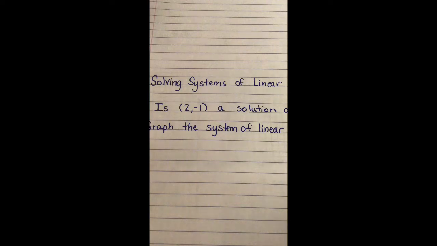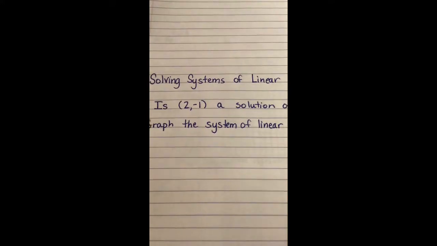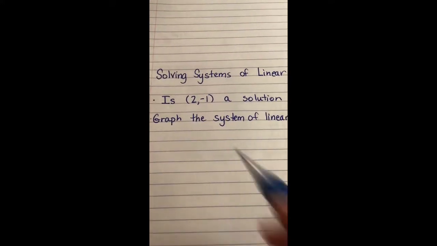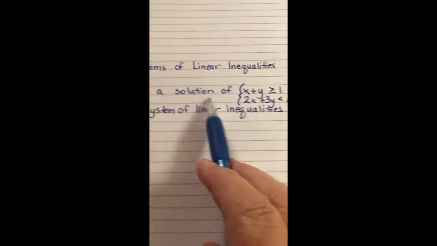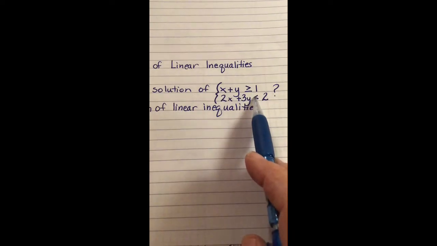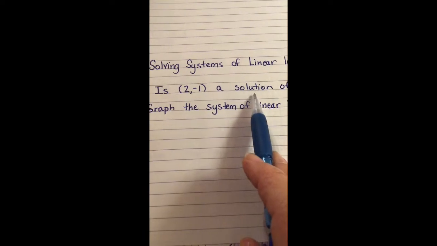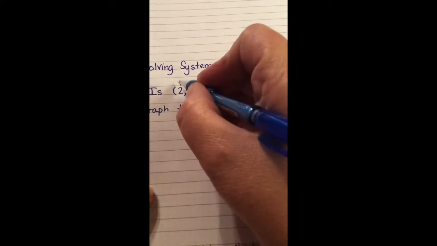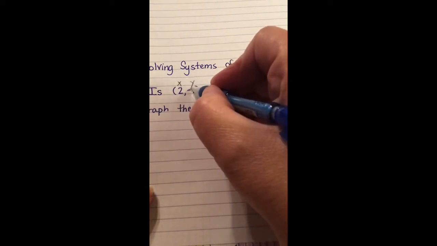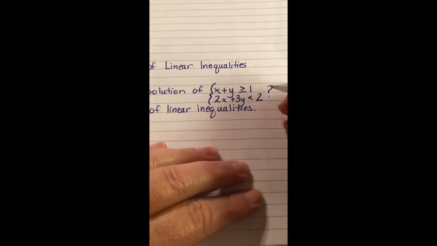I'd like to do this video about how to solve systems of linear inequalities. Again, if you've seen my other videos, then I'm going to start with this question here. Is (2, -1) a solution of this system? Well, what did I say that you're supposed to do when you have this type of question? You substitute.